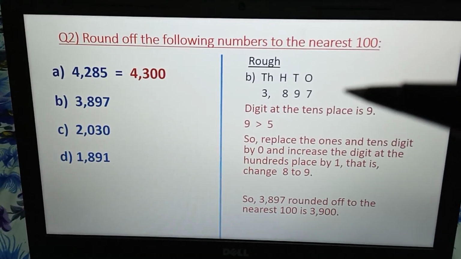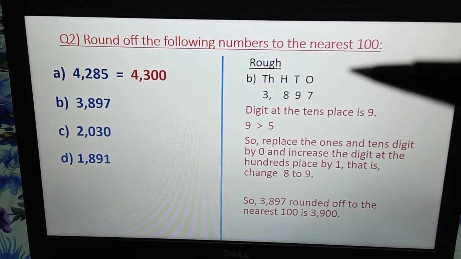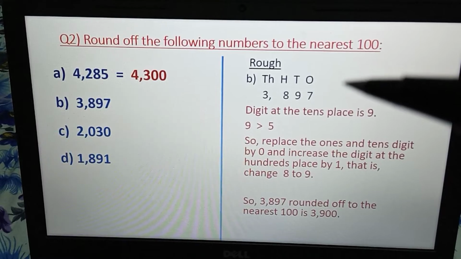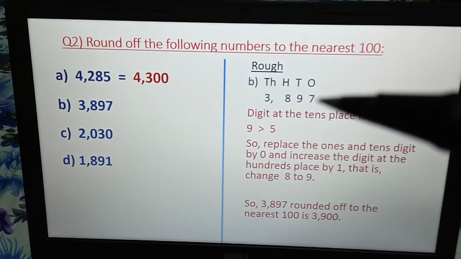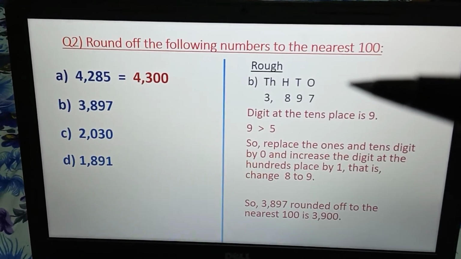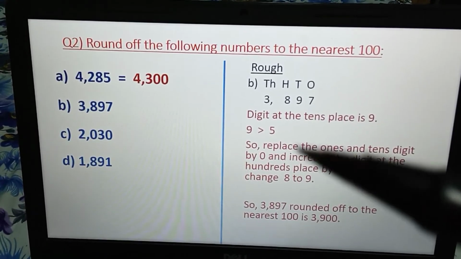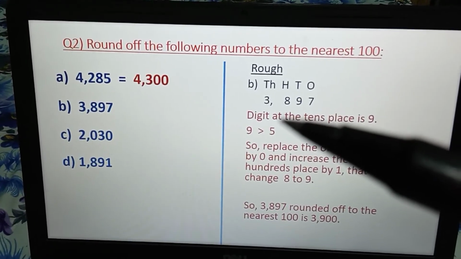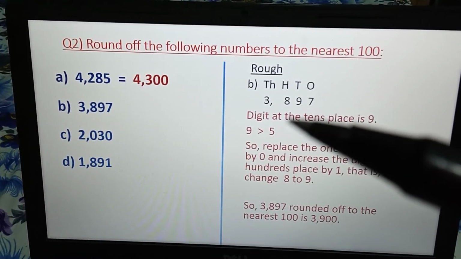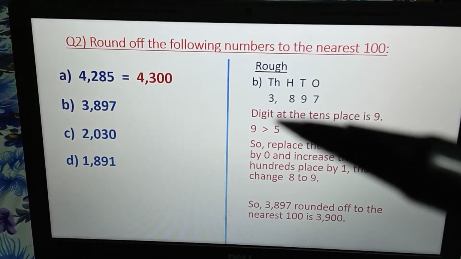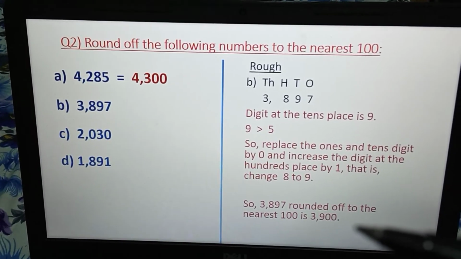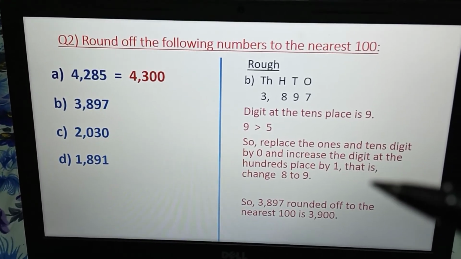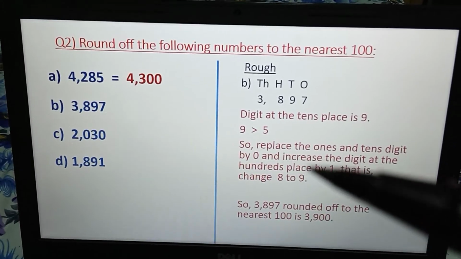So again we will follow rule number 2. Our ones place digit and tens place digit will be 0, 0. And the digit at the hundreds place will increase by 1. So what digit is there at the hundreds place? It is 8. So it will become 9. Yes. So our answer will be 3900. Am I clear?